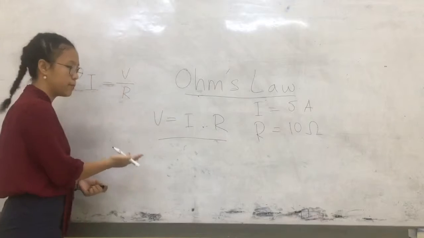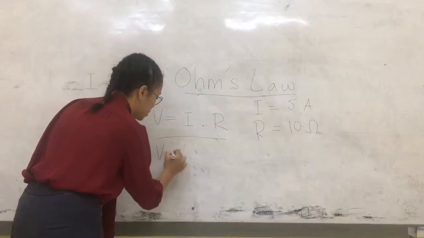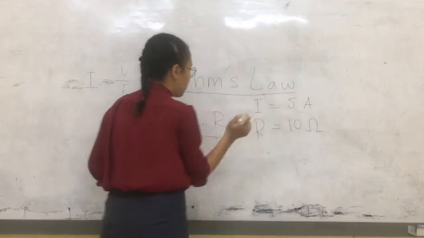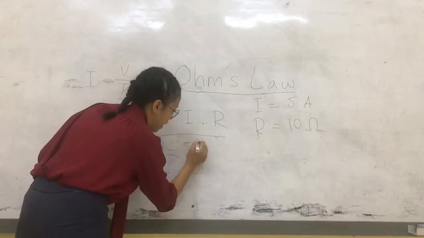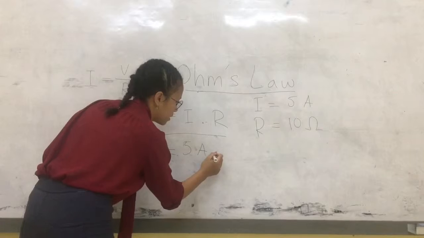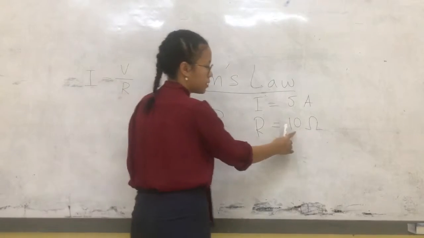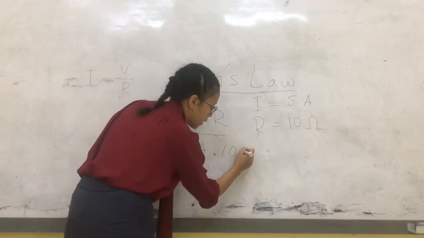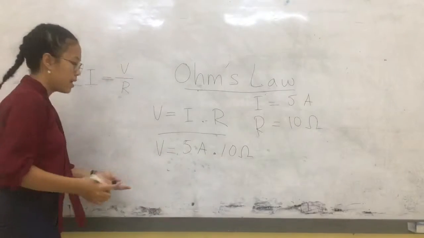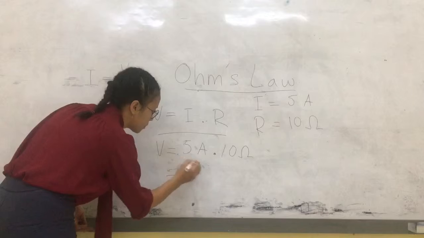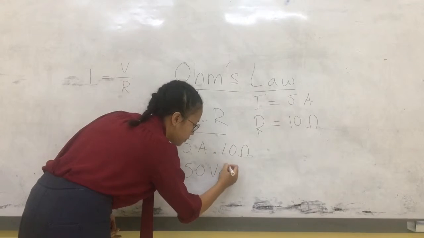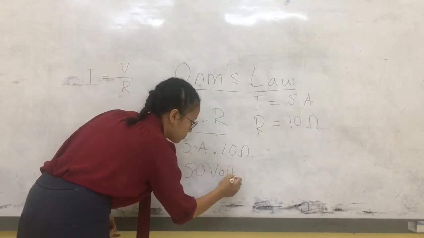Let's use this formula. Voltage equals I times R, which means 5 times 10 ohms, and then that will be 50 volts.